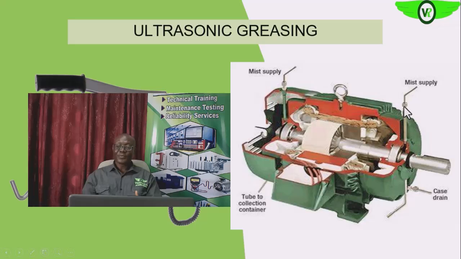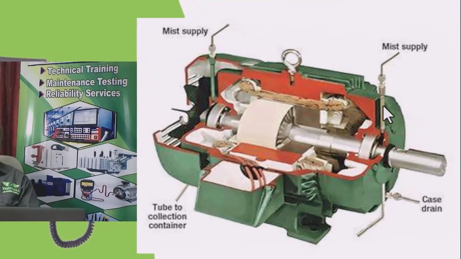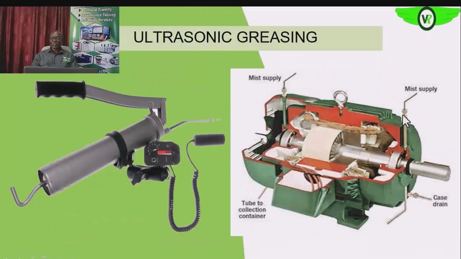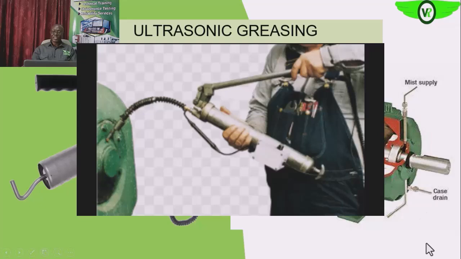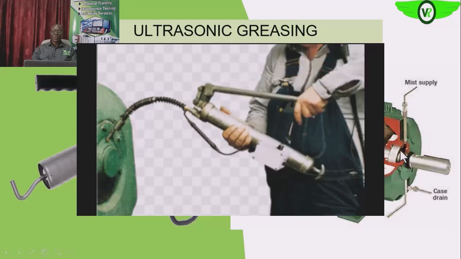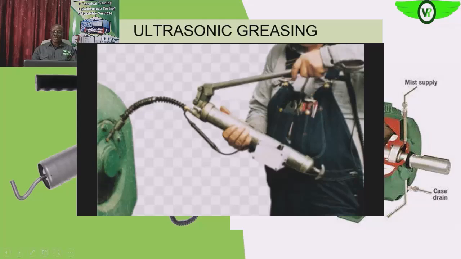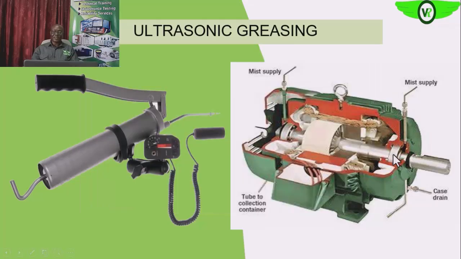So you see the greasing nipple. This is where you attach the greasing gun. You put the grease here, attach the greasing gun, and then pump the grease into the bearing through the nipple. So how much of such grease is enough? When do you determine when to stop greasing each of these bearings? You see one at the non-drive end and the other at the drive end.